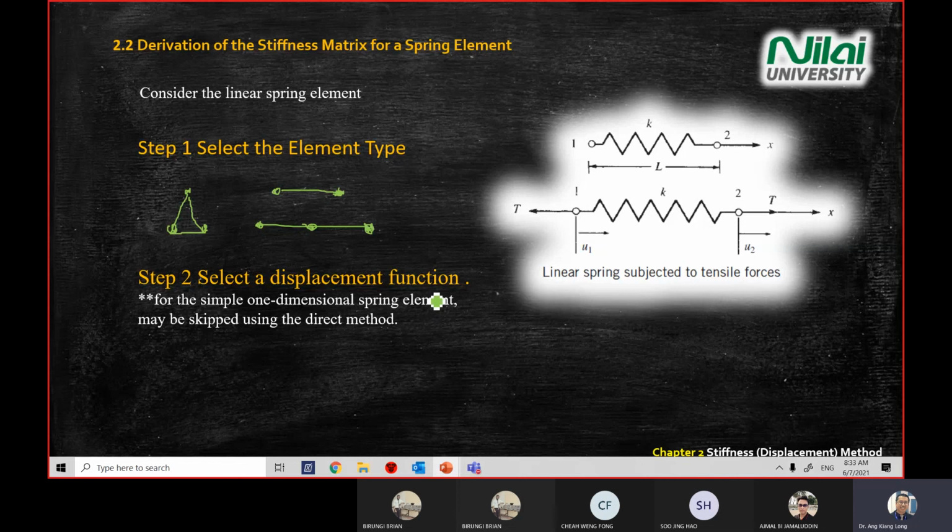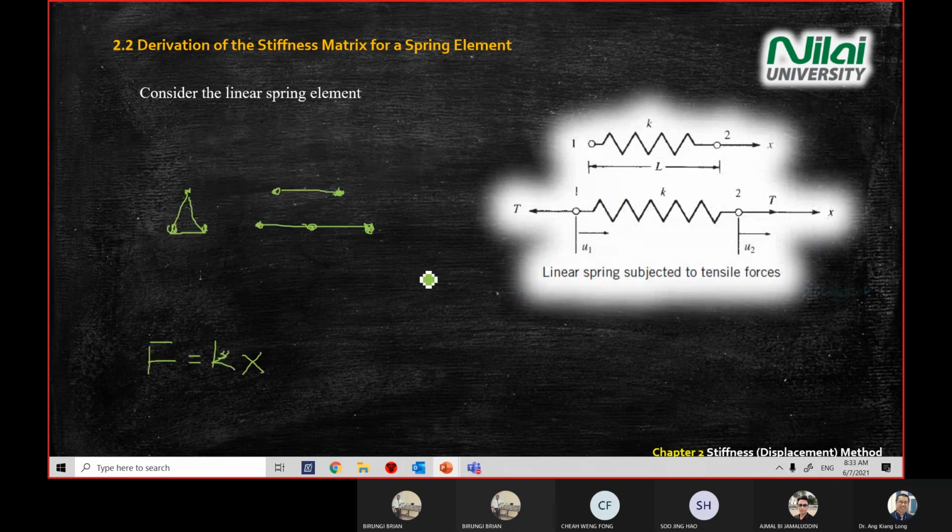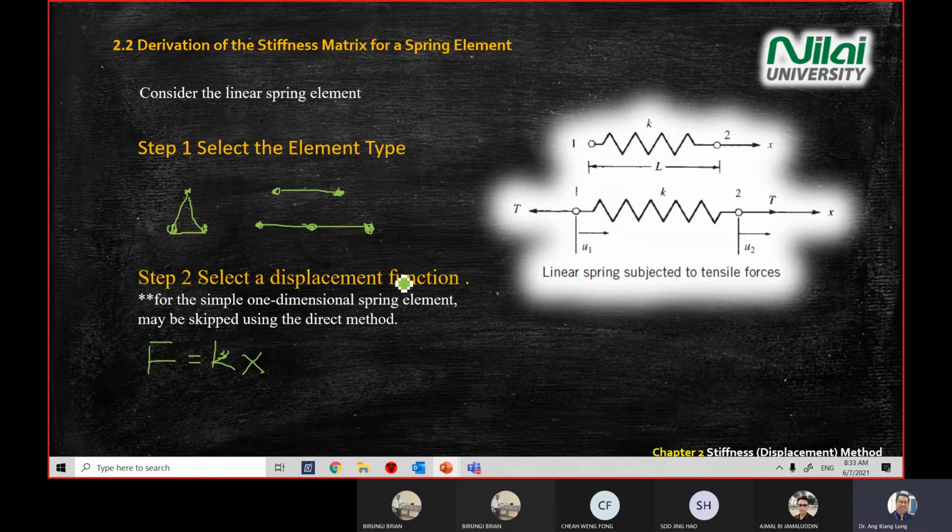Second, we use the equation, the displacement function. For a spring, again, we'll use F equal to Kx that you learned in your physics. Then recall the matrix form that I just showed you just now. We did this one: F1x, F2x equal to the 4 K values, and U1 and U2. I think this one is your new equation to remember for today's lecture. This is the expanded version of F equal to KD. So today you need to remember this one.